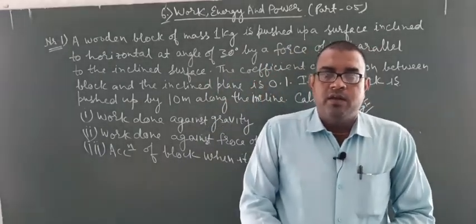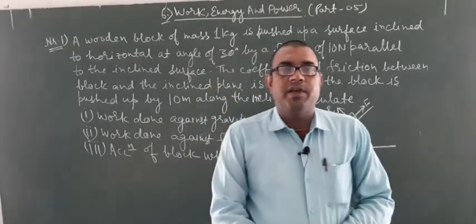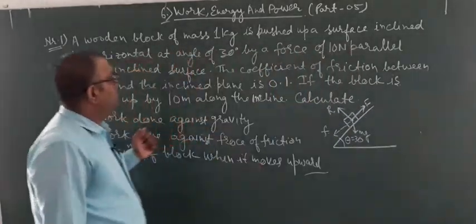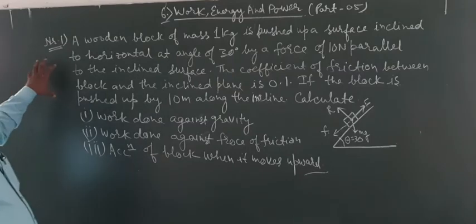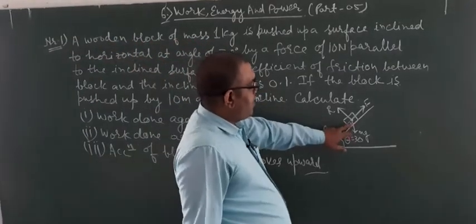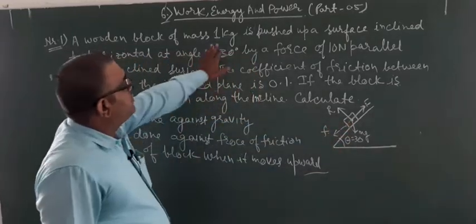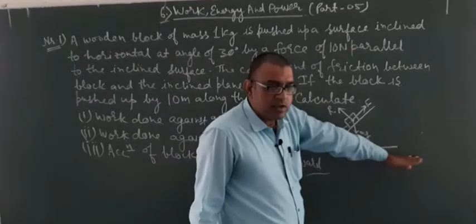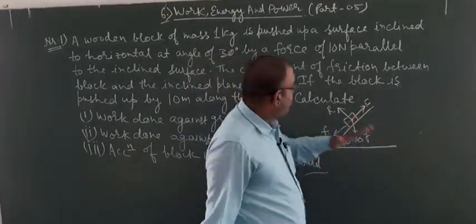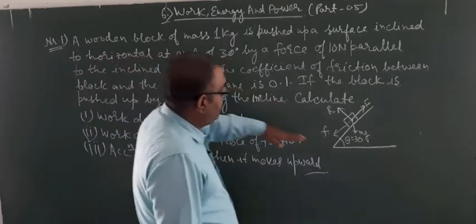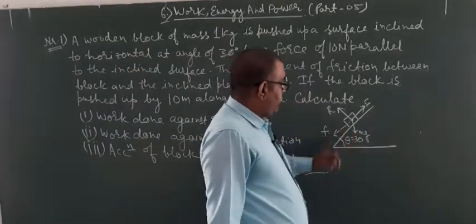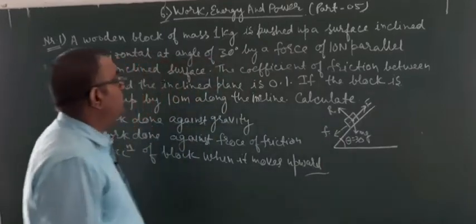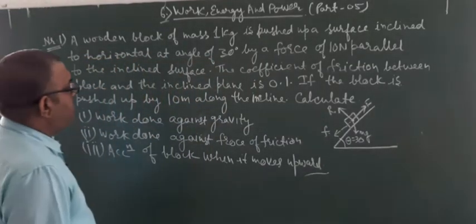Now today we are interested to discuss certain numericals based on this. So one numerical is in front of you. What is the numerical saying? A wooden block of mass 1 kg is pushed up a surface inclined to the horizontal. This is the horizontal surface, and this surface is inclined to the horizontal at an angle of 30 degree, by a force of 10 Newton parallel to the inclined surface.